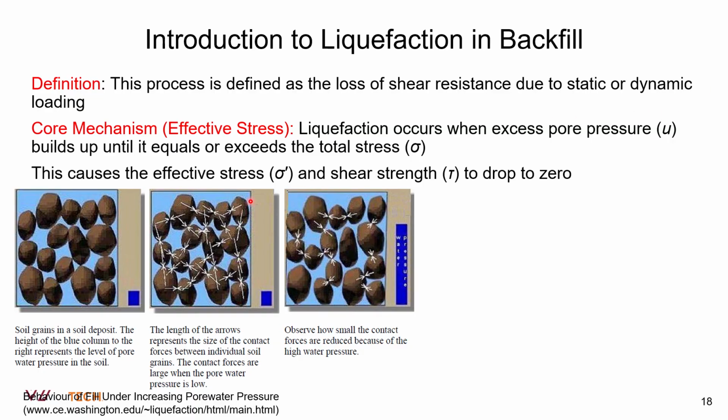And so in the middle picture, we see this blue column here. This indicates that the pore water pressure is very low. As the pore water pressure rises, as we see in the right image, we see an increase in the level of the pore water. And that means that the contacts between particles are being broken down, and so liquefaction happens.